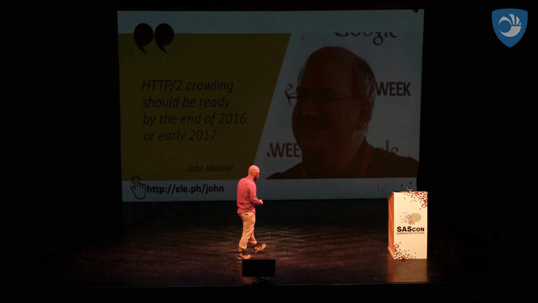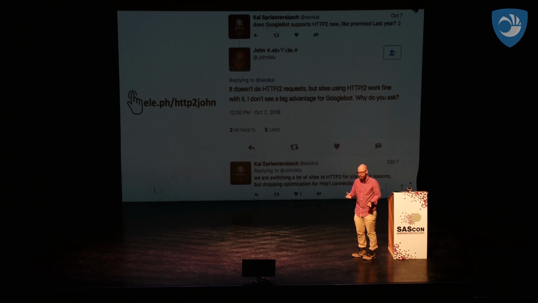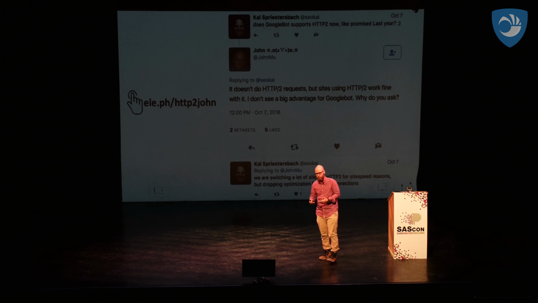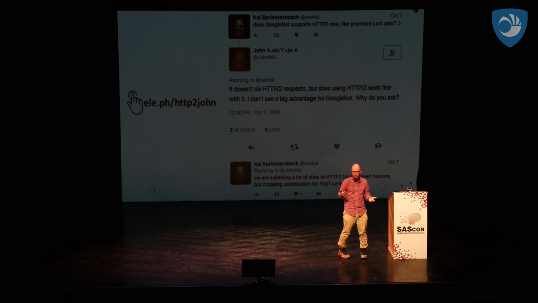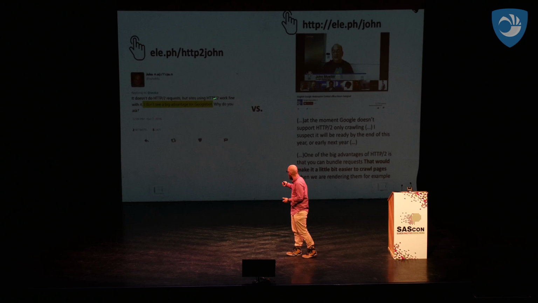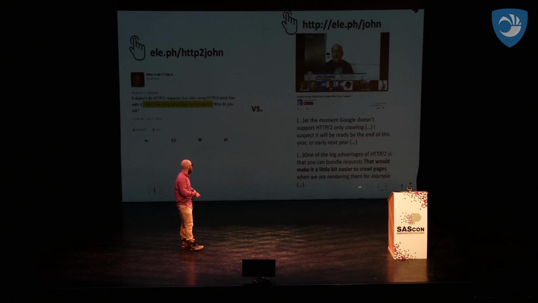So John Mueller said that HTTP2 crawling should be ready by the end of last year or the beginning of this one. But a few months around that time, someone asked John if they should really continue to optimize HTTP 1.1 because they really do that only for Googlebot, because most of the browsers would use HTTP 2. And John Mueller said he doesn't see a big advantage for Googlebot with HTTP 2. And at the same time, I watched that very closely. In one of the Hangouts, he claimed, again, I don't know if you can see this part of the screen, but HTTP 2 would make it a little bit easier to crawl pages.